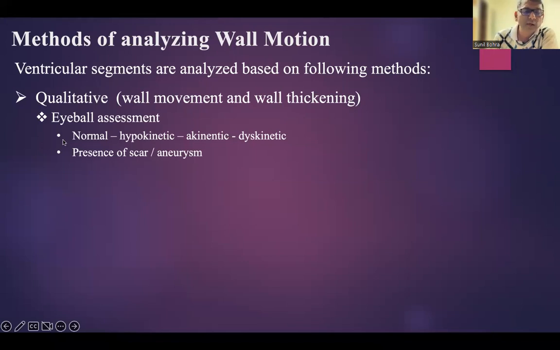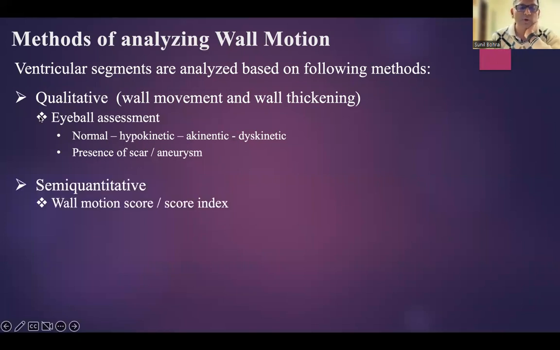So here we look at normal motion, or hypokinetic, akinetic, or dyskinetic. I'll describe this in my next few slides. And also we look at the presence of scar or aneurysm. This is basically only a qualitative assessment. The problem with this eyeball assessment is there's a lot of inter-observer variability. Suppose I am telling it is normal, some other person may tell it is hypokinetic. So there's a lot of inter-observer variability.